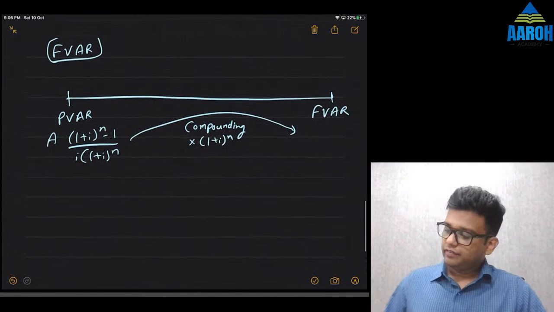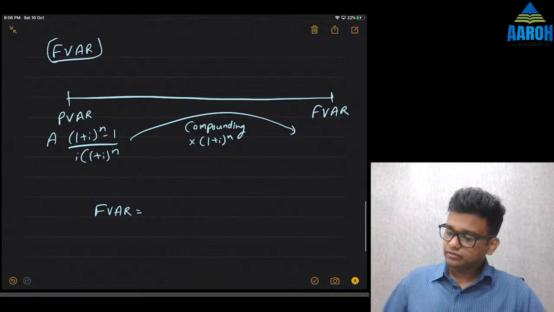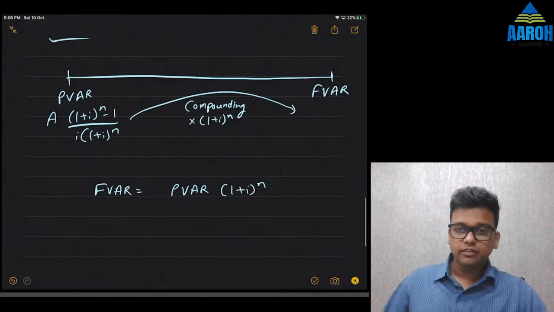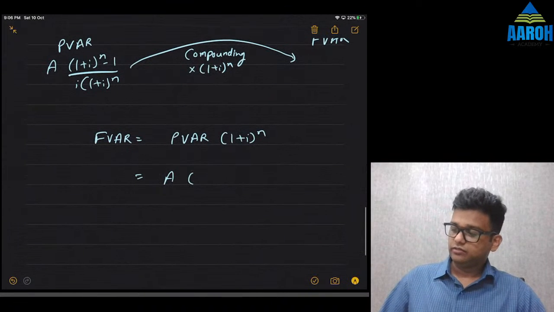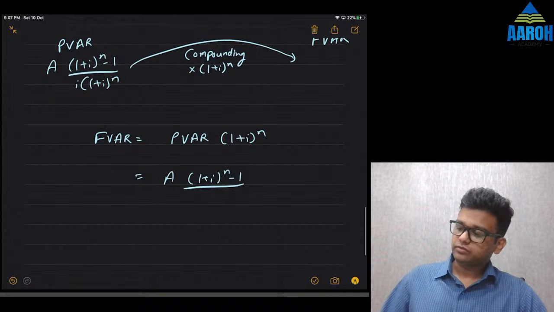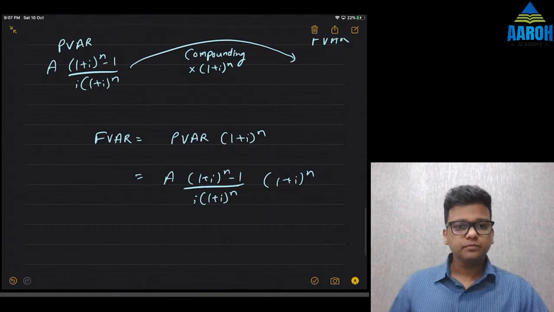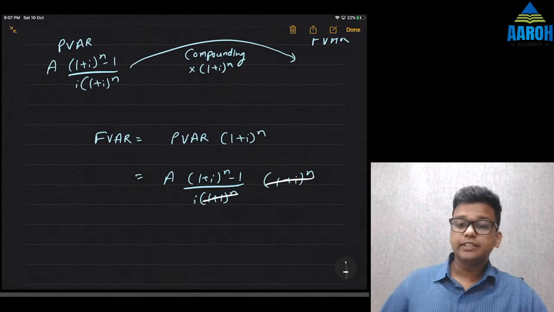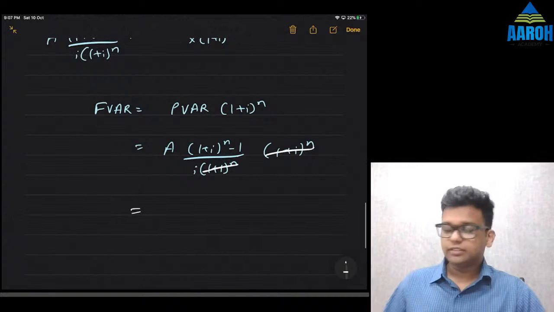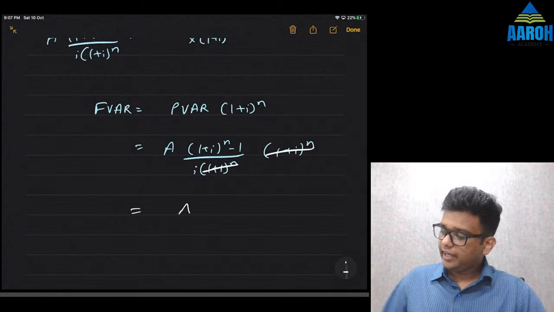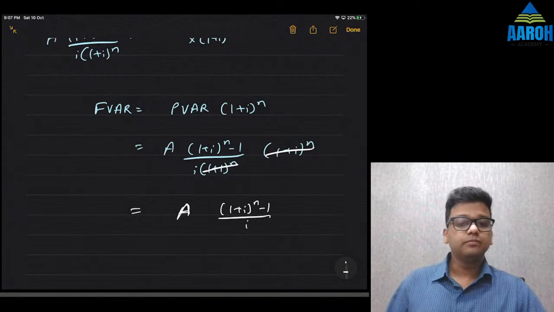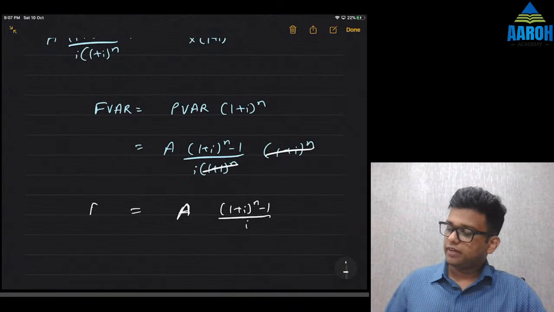So using this, we can get the formula of FVAR like this. FVAR will be PVAR into 1 plus I raised to n. That is, A into 1 plus I raised to n minus 1 upon I into 1 plus I raised to n, into 1 plus I raised to n. Something will get cancelled. What will get cancelled? This and this. The only thing remaining is A into 1 plus I raised to n minus 1 upon I. That is the formula of future value of annuity regular.